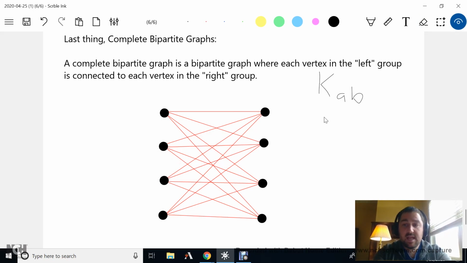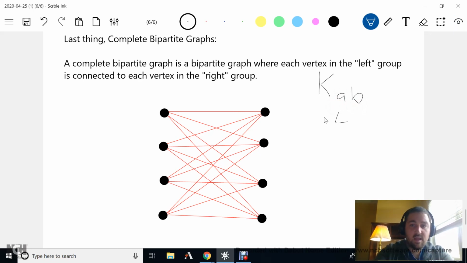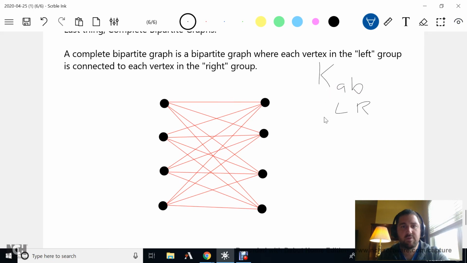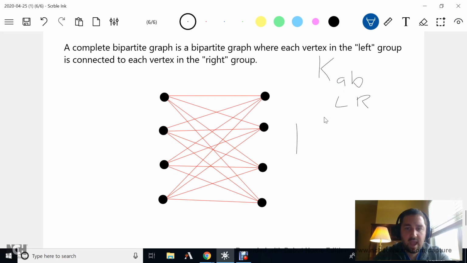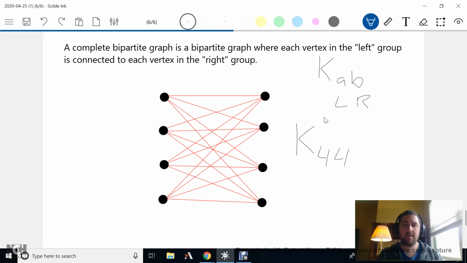Okay? The notation for this is a capital K and then 2 numbers, A, B, where we have the left and the right. So question, how would we name this graph right here? Well, it's going to be a K. It's going to be K, 4, 4. This is the graph of K, 4, 4. And you could have K, 4, 3, and K, 5, 4, and K, 6, 10, and whatever. Every pairing would have a name like that, okay?